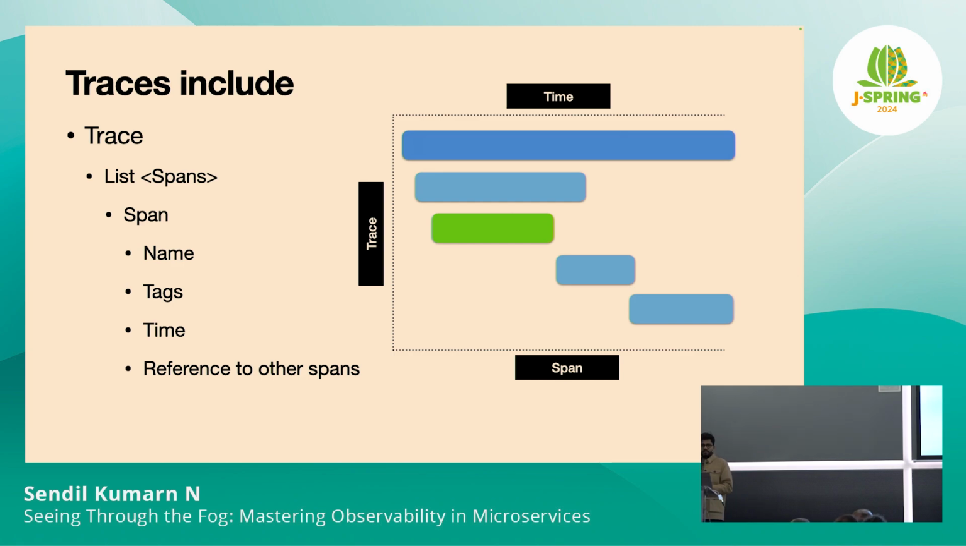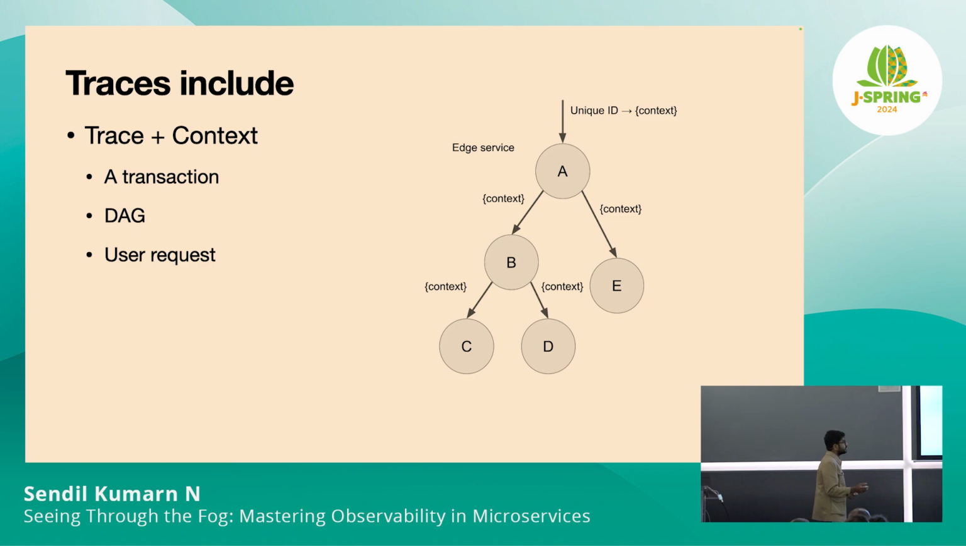Traces include a list of spans. A span is basically every line in the trace, and a span consists of a name, tags, time, and references to the services. A name in the sense of a service name, tags like how this is going and what is happening. Time here generally talks about latency, the start time and end time of the request, and the references to other spans, so they can be interconnected and chained as directed acyclic graphs.